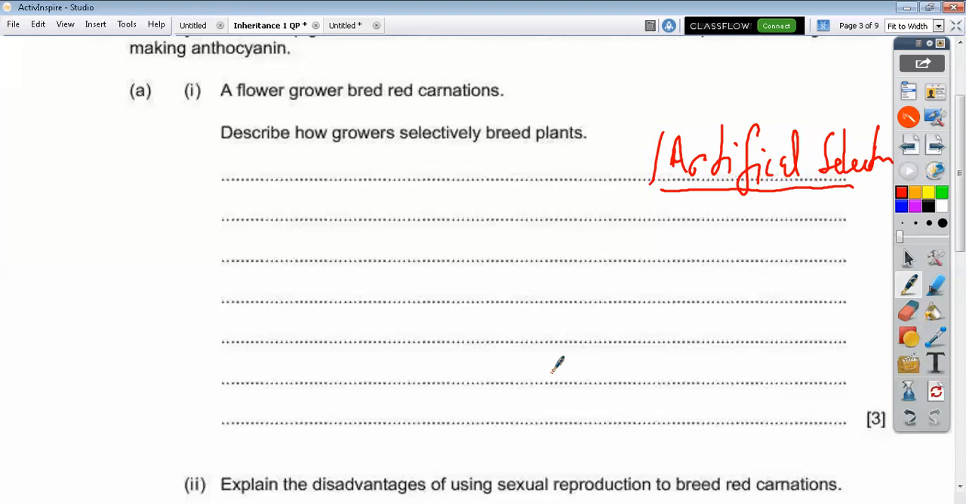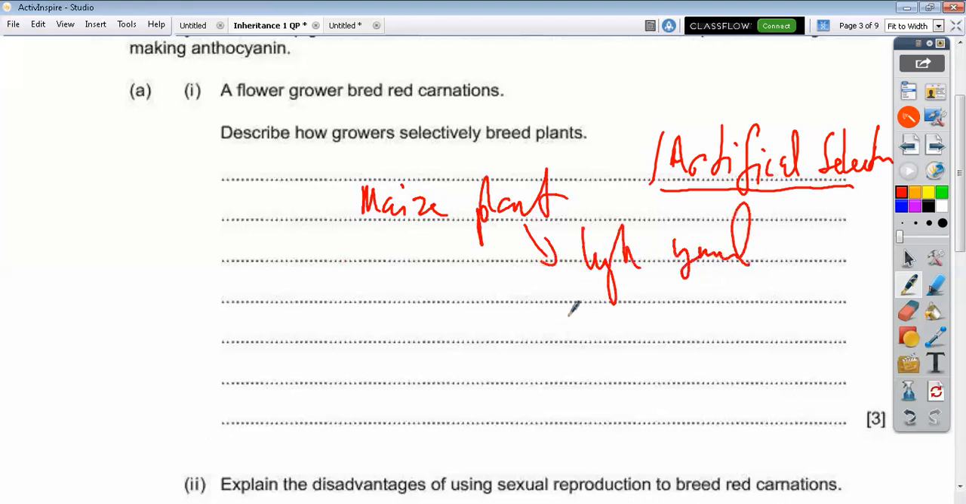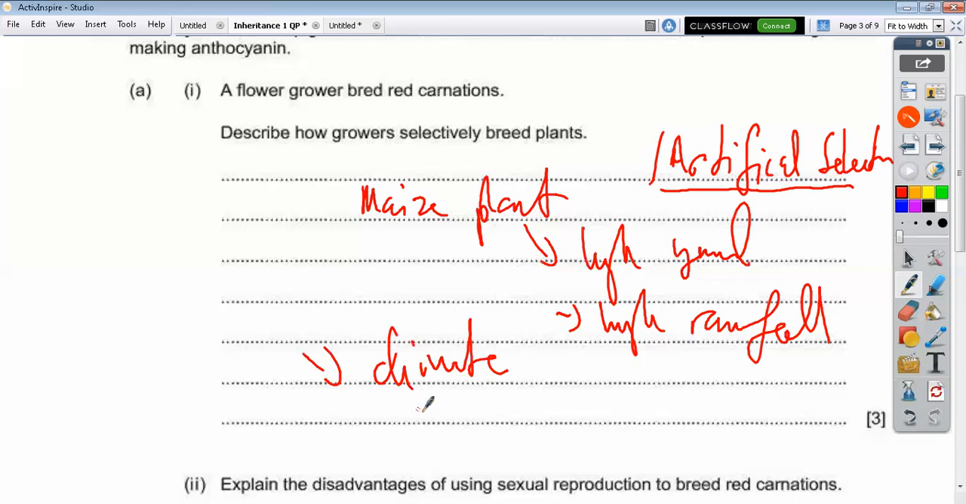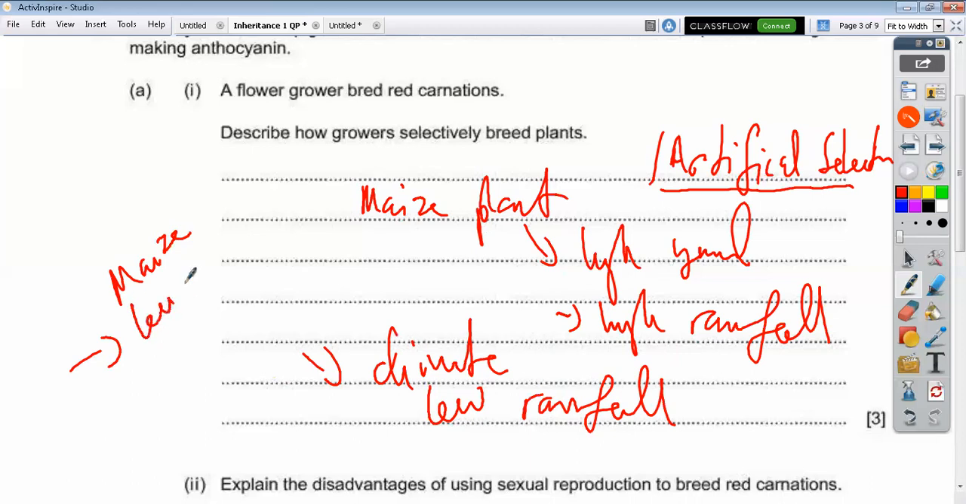Yes, sir. So let's say we have some maize plant. We don't have to write it down. That produces a very high yield, but it only produces a high yield in a high rainfall. And let's say over the years, due to climatic change, we're now receiving low rainfall. So this can affect the production of maize in a country. So now what we do is we look for maize plants that survive under low rainfall.